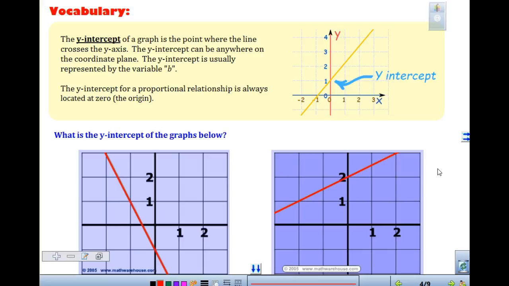If you were going to continue reading, Wally, would you read what it says, the y-intercept? The y-intercept of a graph is the point where the line crosses the y-axis. The y-intercept can be anywhere on the coordinate plane. The y-intercept is usually represented by the variable b. So, you will notice that it will always be on this y-axis.